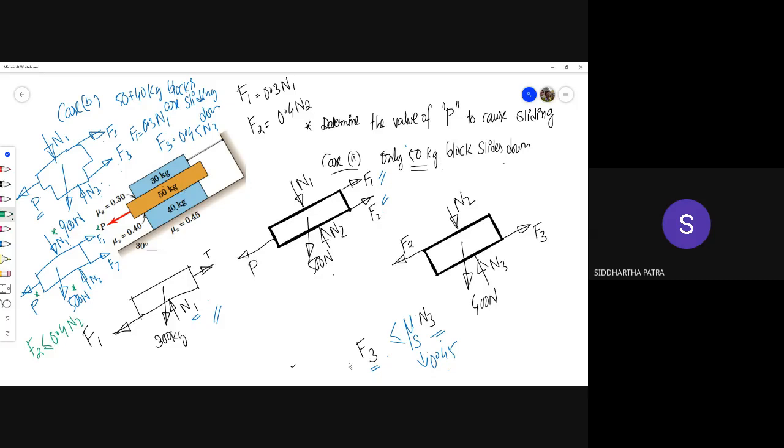So you can consider either of the cases. Let's say you considered the second case first, and once you check this final expression, it turned out to be false. Then you'll have to say that case B is wrong, and we need to consider case A. By considering case A, you'll get the value of P, and that would be the correct P.